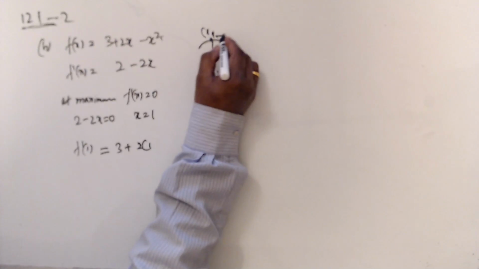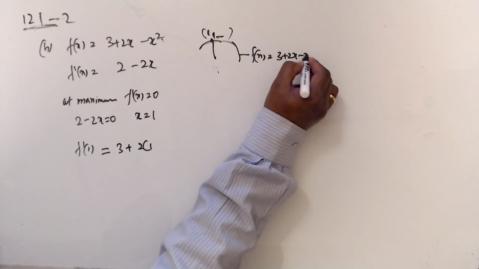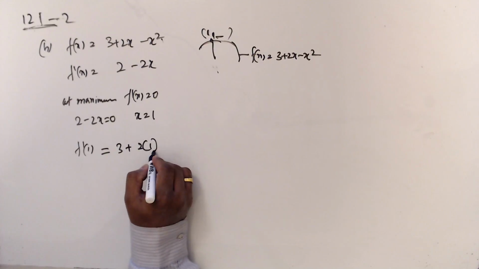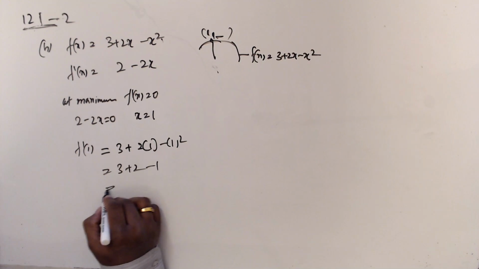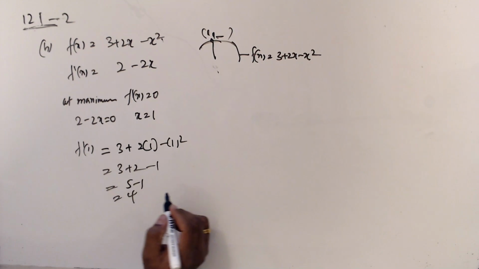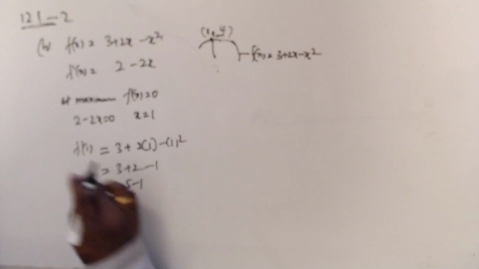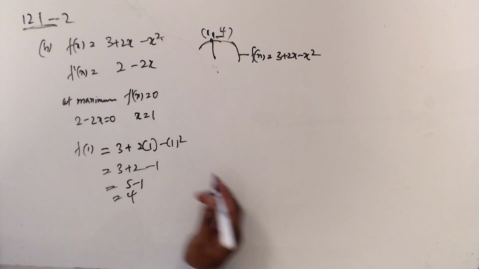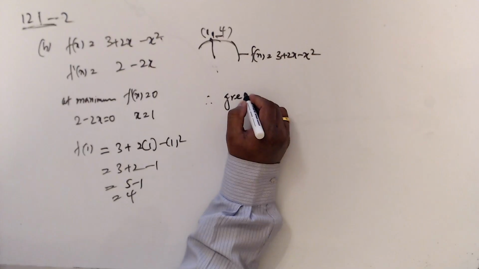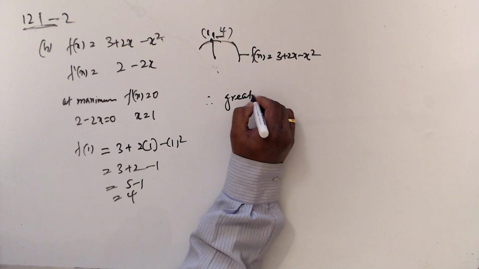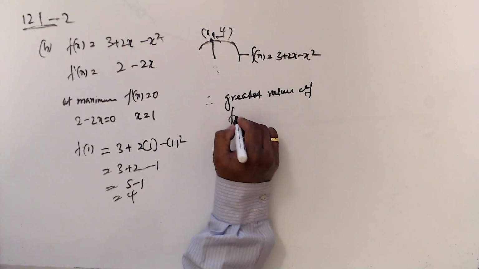Now I want to find the y value. I know the curve now. f(x) equal 3 plus 2x minus x squared. Now this is 3 plus 2 times 1 minus 1 squared. So 3 plus 2 minus 1. So 5 minus 1, 4. So this is not f dash, this is f(1) equals 4. Hence the greatest value of f(x) is 4.